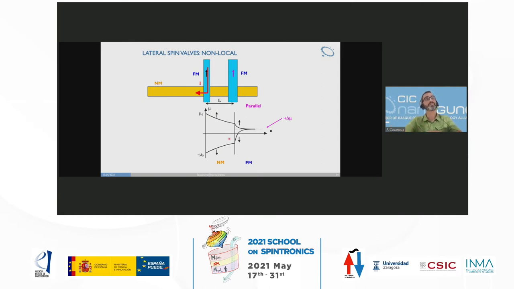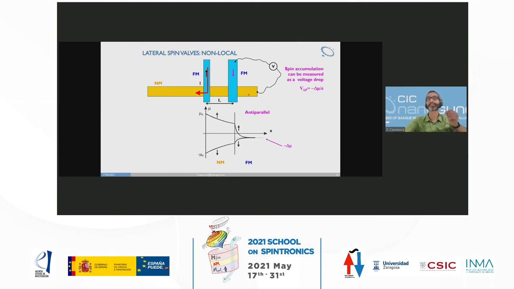And this resistance, this step here, will be measured directly by putting a voltage probe there. This voltage will be positive if it's parallel and negative if it's anti-parallel, okay? So here we will be measuring a voltage that is not related at all to a charge current passing through this circuit. The current goes on this other circuit. So the only reason we are measuring a voltage is because there is a spin current flowing.